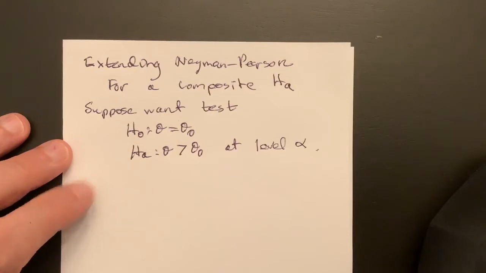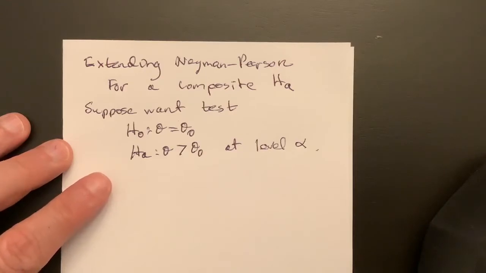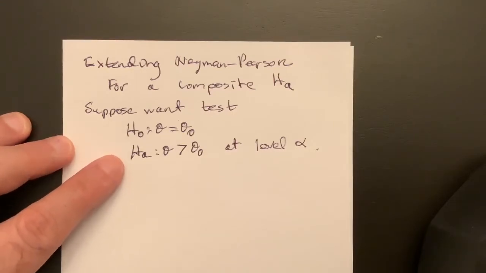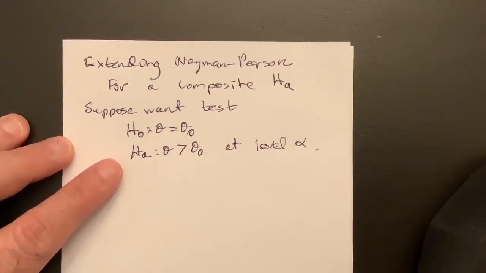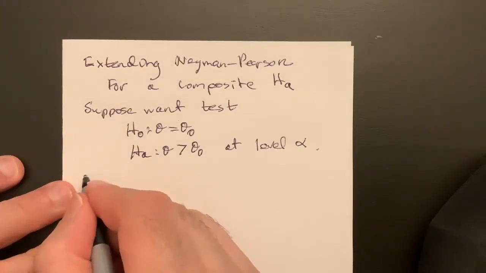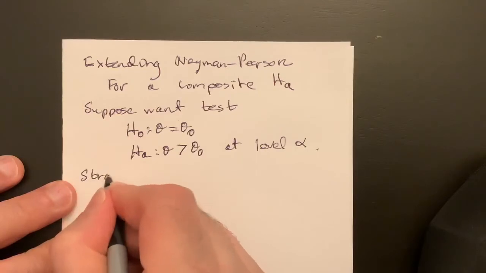Well, now I have an infinite number of possible values that lie in the alternative hypothesis. What we can do sometimes is use the lemma and find a test that will give me the most powerful test at every single value in the alternative hypothesis. So this is the strategy.